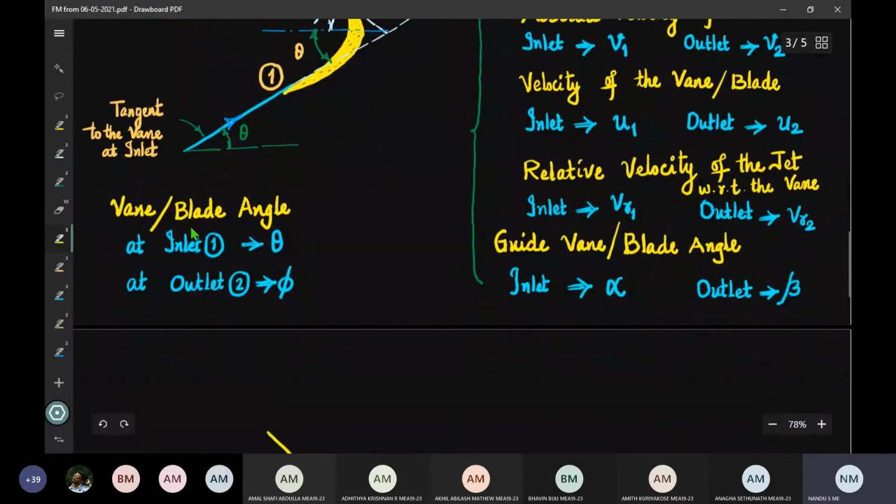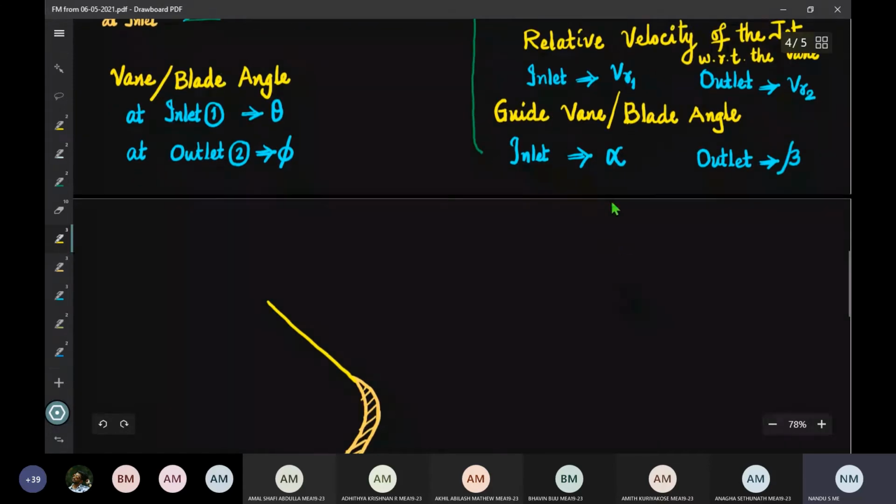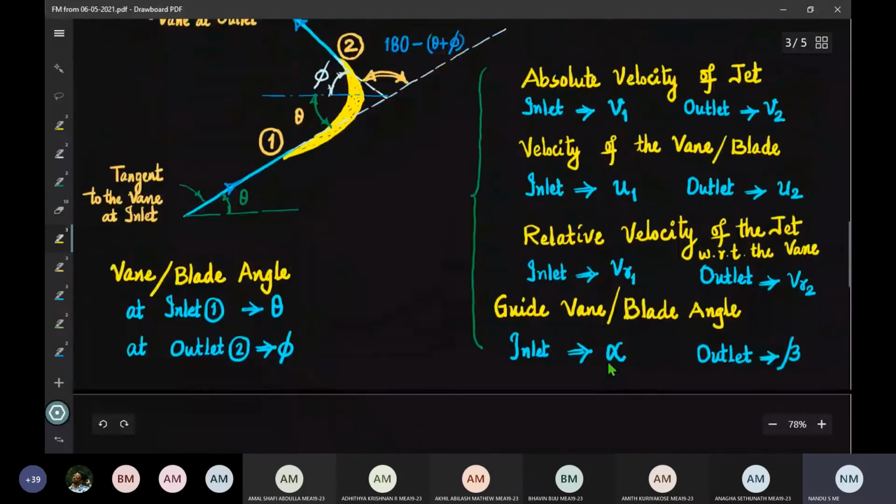Don't get confused. To make the relative velocity go along this tangent, we guide the absolute velocity at a proper angle. So that is actually alpha. Just as it is at the inlet, these terminologies are also needed at the outlet. So, these values, please take a note of this.